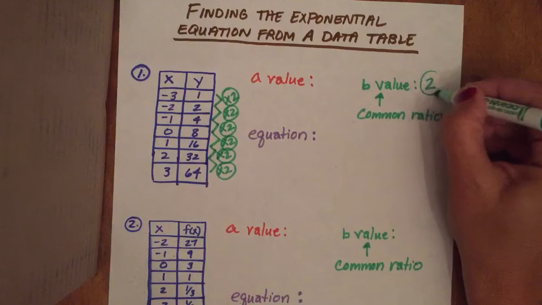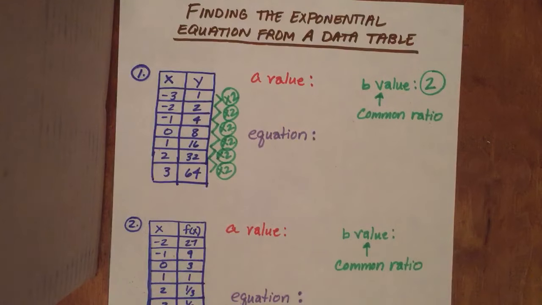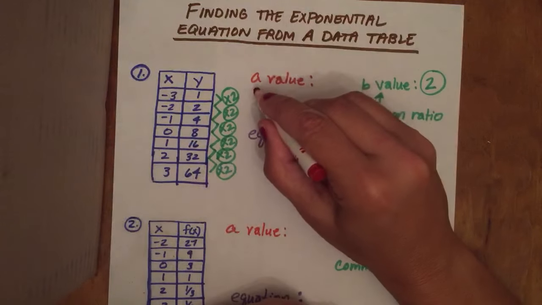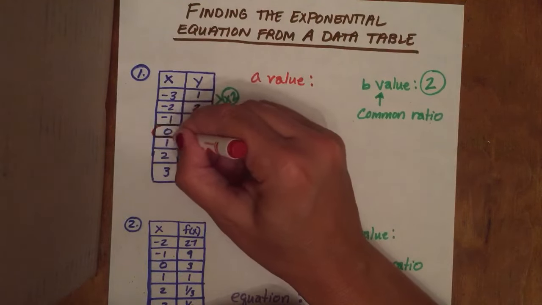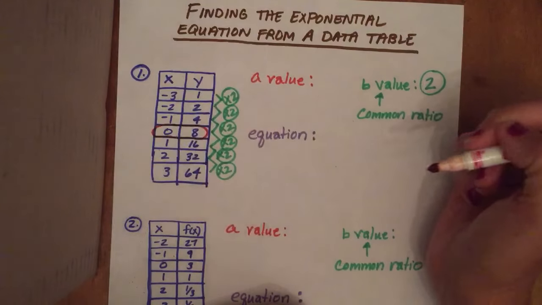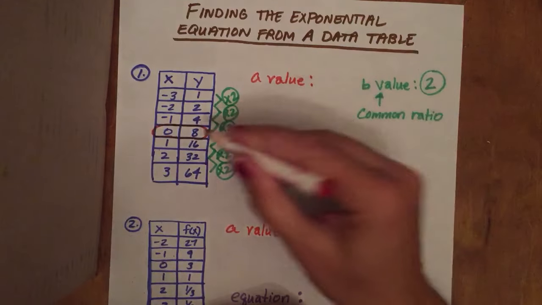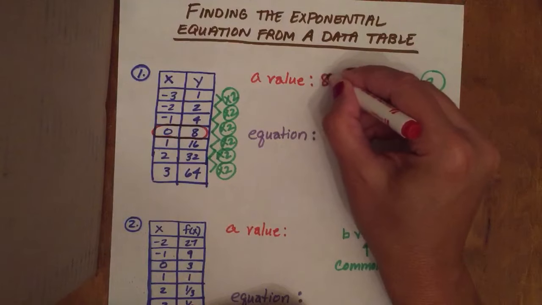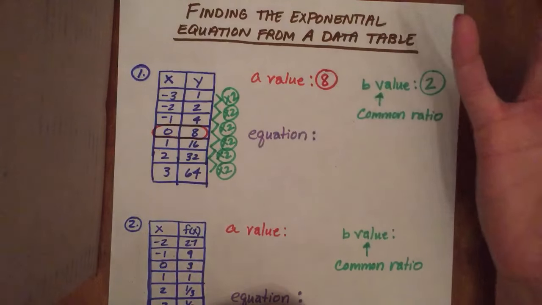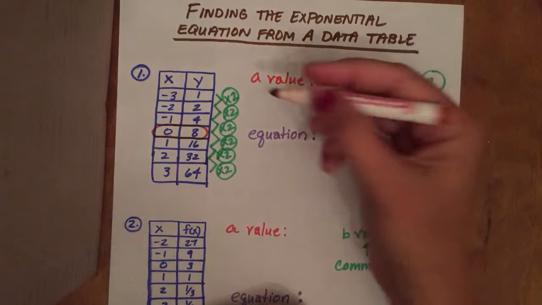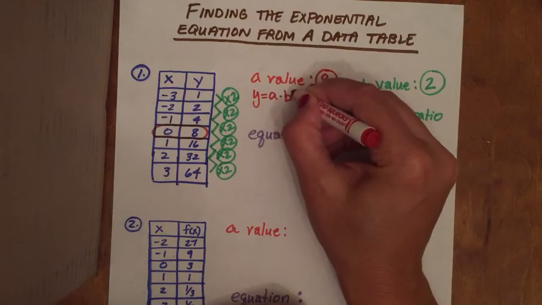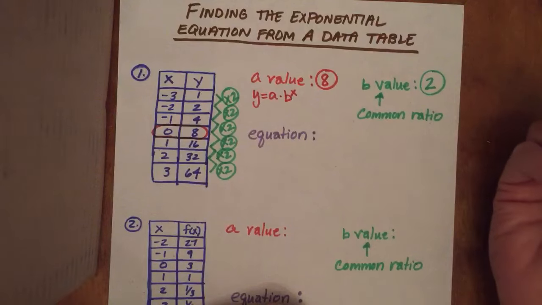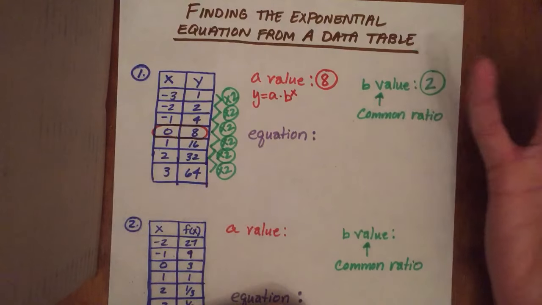Now that we've established our b value, let's find our a value. We know it's an exponential function. The a value is actually going to be whatever your y value is when x is 0. So our a value is going to be 8. Now, why is it this way? Well, as you know, y equals a times b to the x. Sometimes you'll see the b written as an r, a times r to the x, representing ratio.